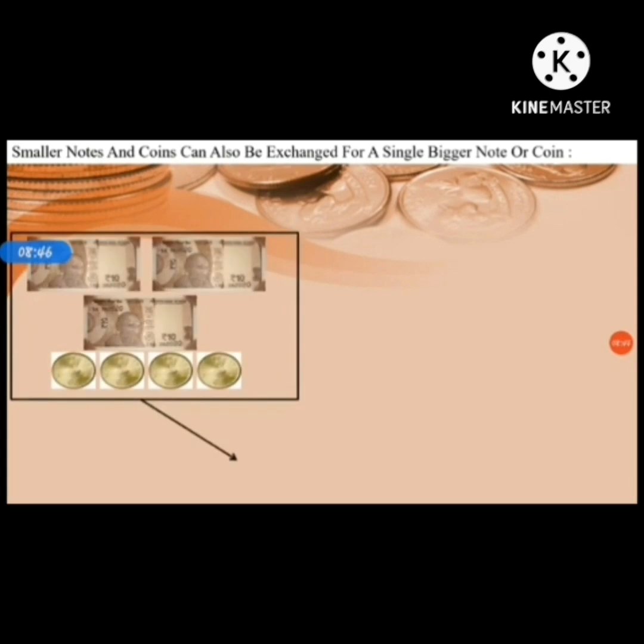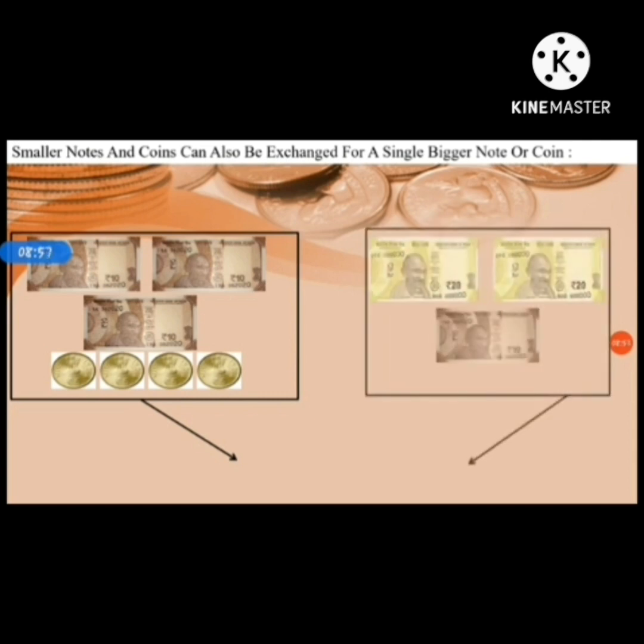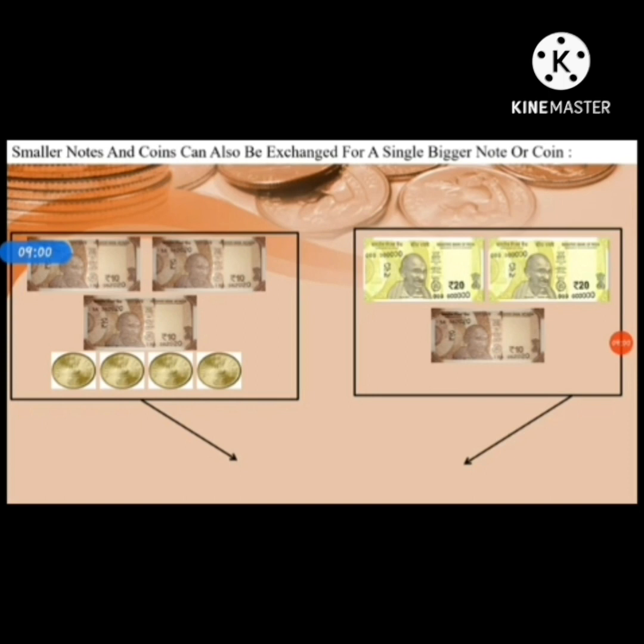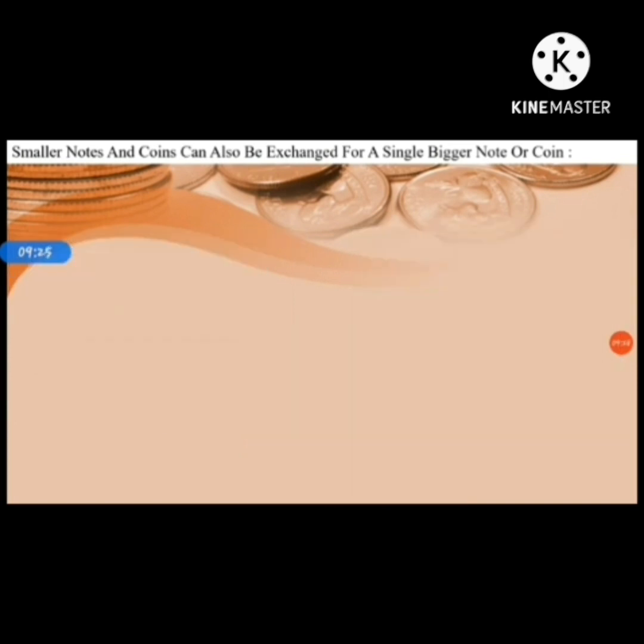Let's see here. We have 10 rupees 3 notes and 5 rupees 4 coins. Or one more example, 20 rupees 2 notes and 10 rupee 1 note. See, for which bigger number can we exchange these notes? We can exchange this for a 50 rupee big note. Clear? Again, 20 rupee 2 notes and 10 rupee we can exchange for 50.